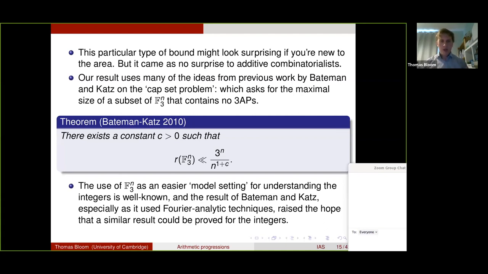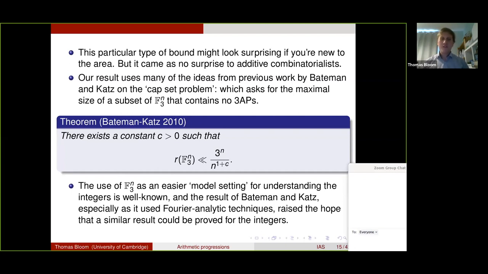I mean, a lot of the hope is that, first of all, you study these problems in F3 to the n, where you have a lot of algebraic structure, there's lots of subgroups lying around, most importantly. And then once you write down the proof for that, you sort of hope to translate that proof to the integers and hope that the same proof can be made to work.